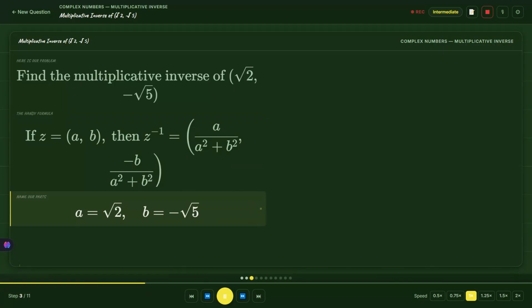Let's look at our number. The first part, a, is root 2. The second part, b, is negative root 5. These are the two pieces we will put into our formula.